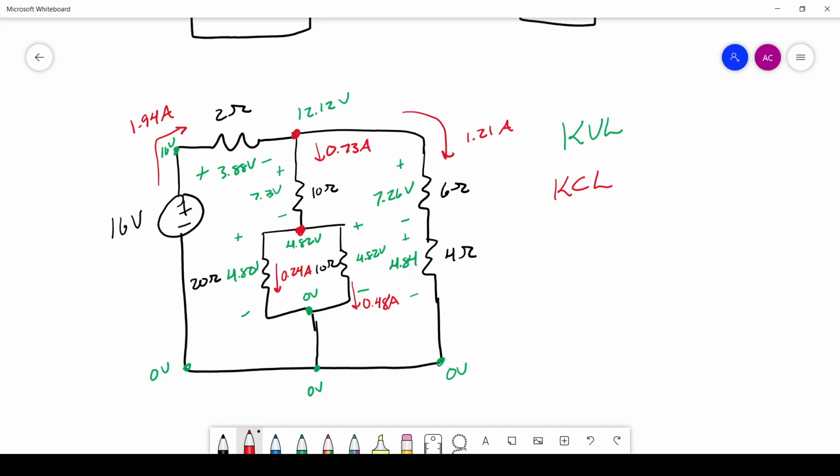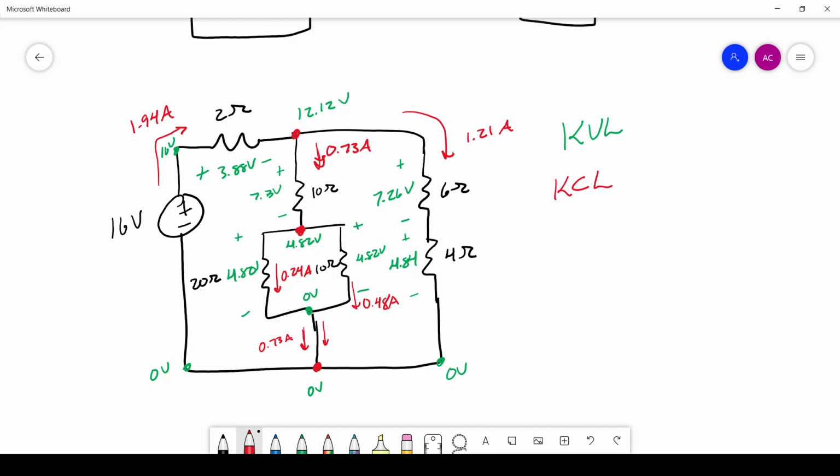Now, similarly, we're going to have here this 0.73 amps coming out. Again, this is due to the rounding error because all the current going into this little section here has to come out. And similarly, 0.24 amps plus 0.48 amps gives us 0.72 amps, but like I said, it's a rounding error. So next, let's check this node here.